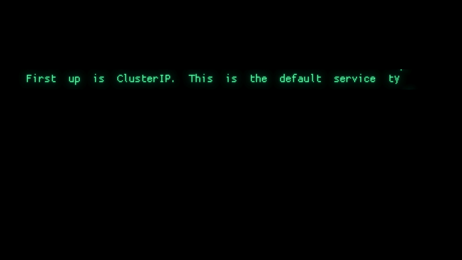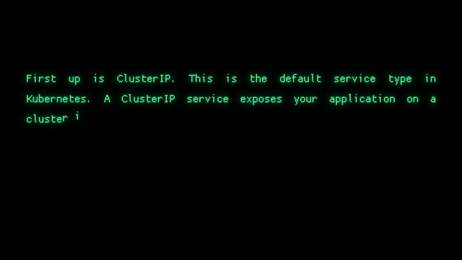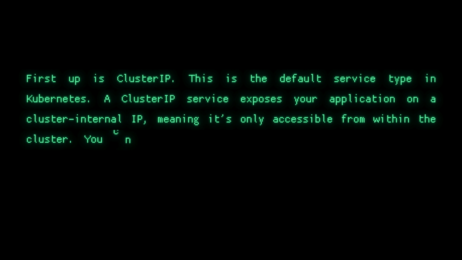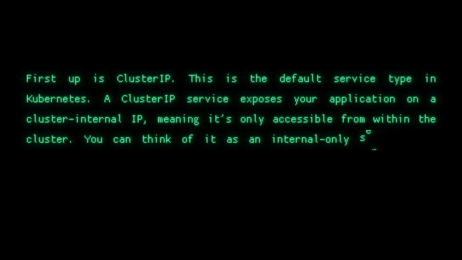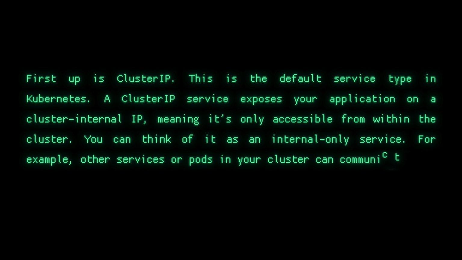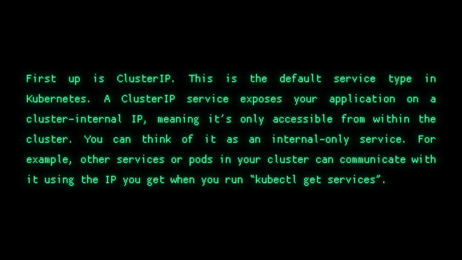First up is ClusterIP. This is the default service type in Kubernetes. A ClusterIP service exposes your application on a cluster internal IP, meaning it's only accessible from within the cluster. You can think of it as an internal-only service. For example, other services or pods in your cluster can communicate with it using the IP you get when you run kubectl get services.